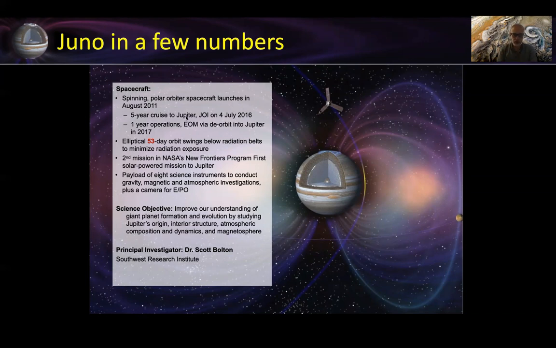Juno has been around Jupiter since 2016, and the orbits are 53 days long, and you see it's a very elliptical orbit. Recently, we're very happy because it's been extended to 2025, and the idea is that Juno will be able, as its orbit precesses, to probe the north hemisphere of Jupiter, and in particular its pole, where we have very nice vortexes. We'll see that later, and to study them is really, really important to understand the dynamics of this very complex atmosphere.